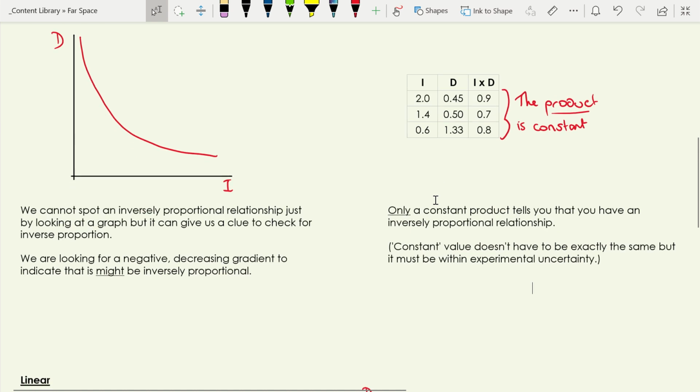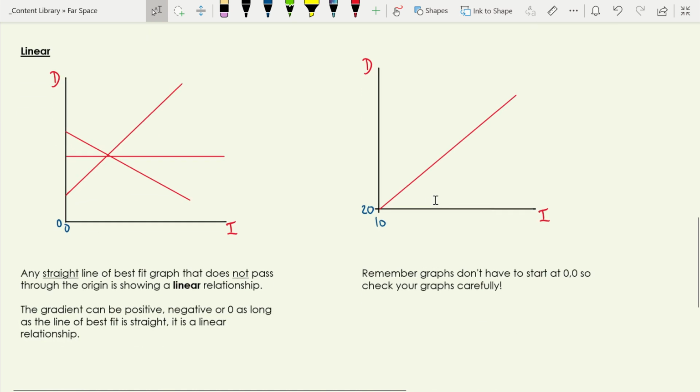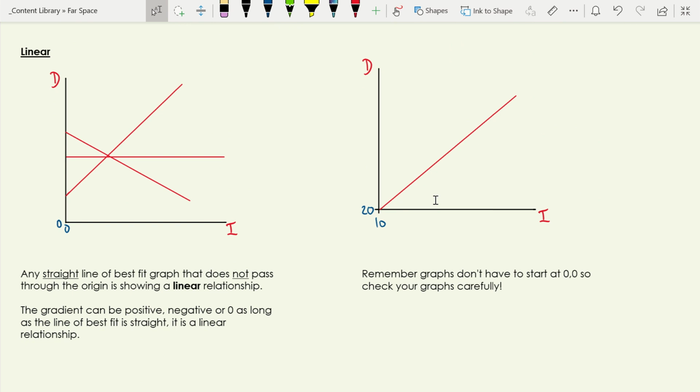So the final one I want to take a look at is something, again, we can spot from graphs, but we're not really going to spot in tables. So it's kind of the opposite of inversely proportional. So anytime you have a graph where the line of best fit is a straight line or a constant gradient, that is indicating we've got a linear relationship. So it doesn't matter if we have a positive gradient, a zero gradient, or a negative gradient. If it's a straight line, it's what we call a linear relationship.